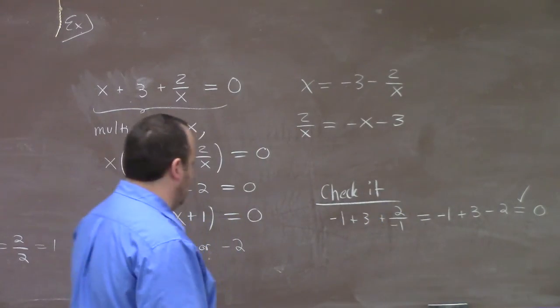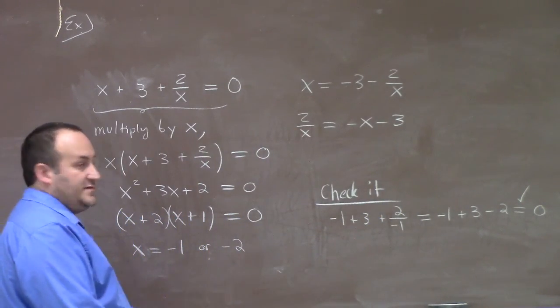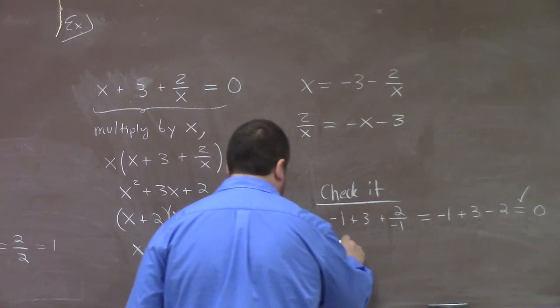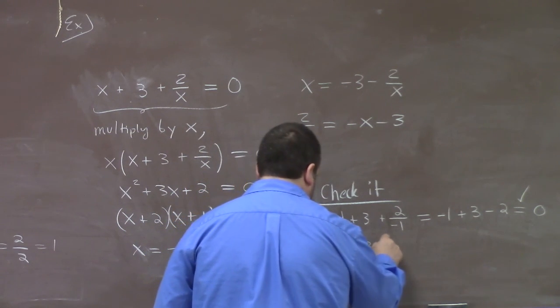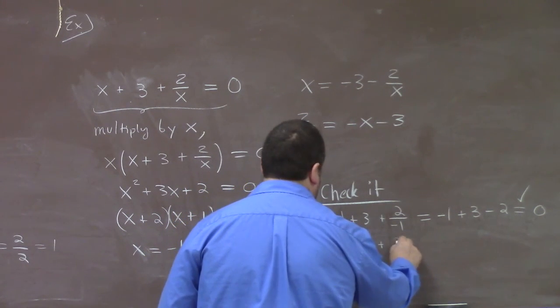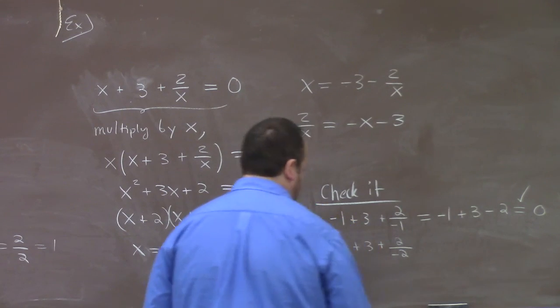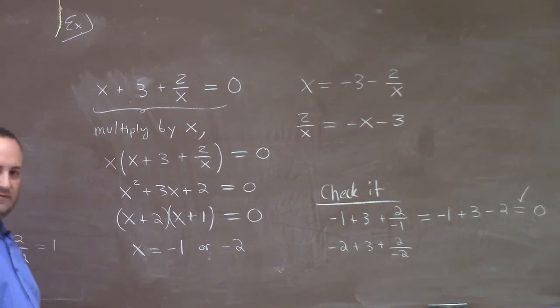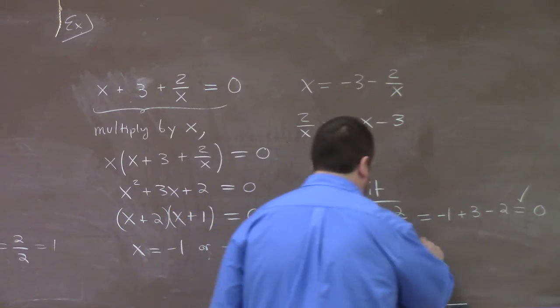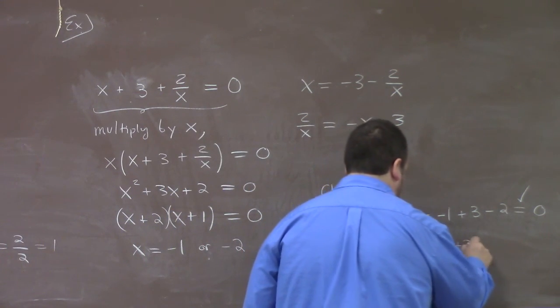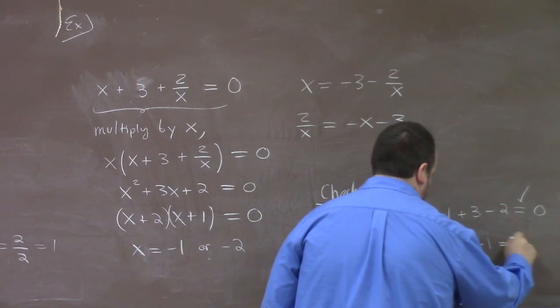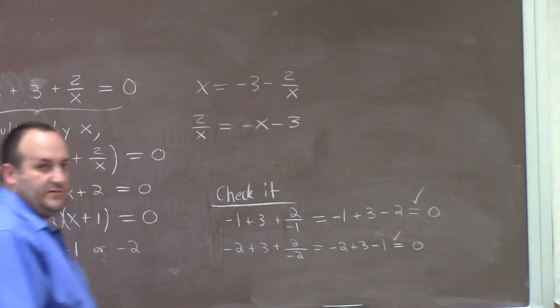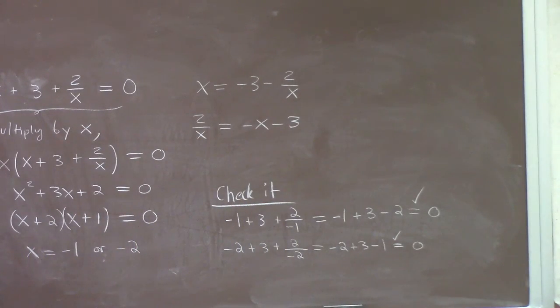How about the other solution? x equals -2. See, 2 over -2 is -1. I was thinking multiplication. So this time we get -2 plus 3 minus 1, which cancels out to 0 as well. So in other words, both of the solutions are indeed solutions.